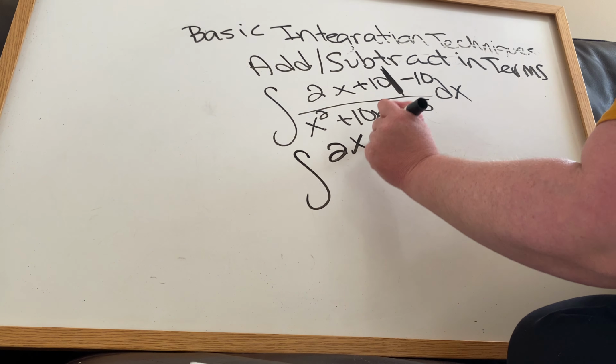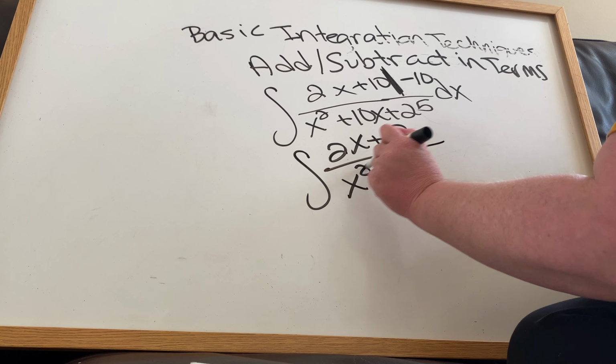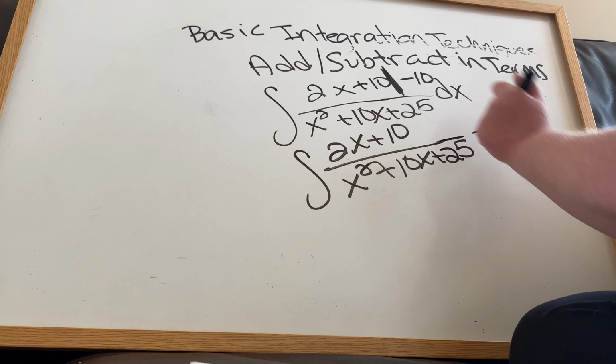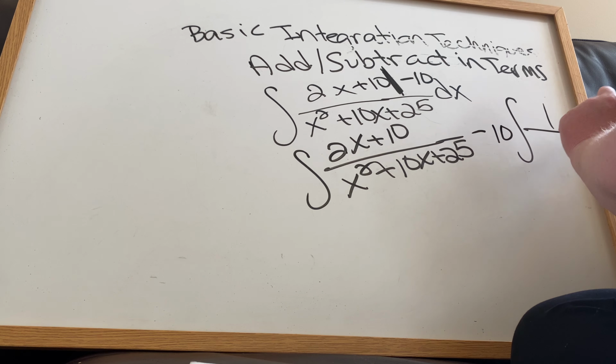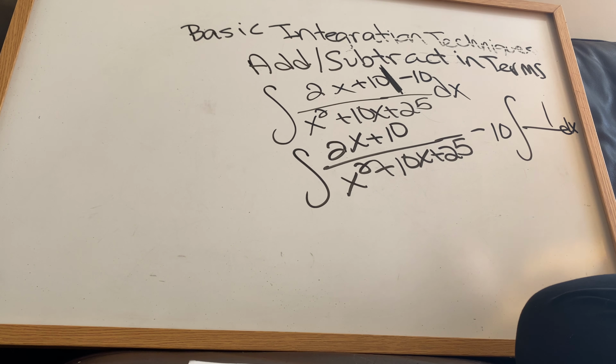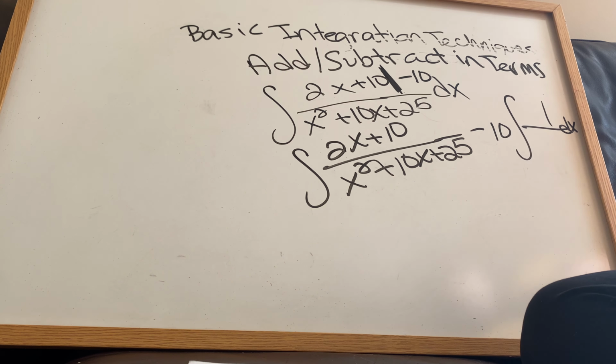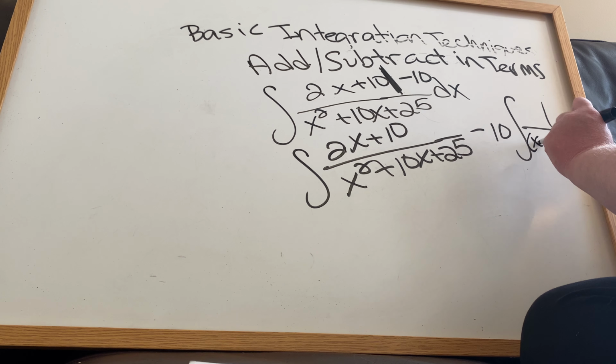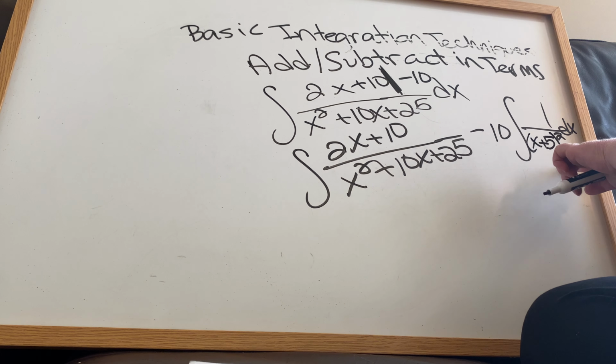So then you'd have 2x plus 10 over x squared plus 10x plus 25. And minus the 10 is not helpful. You've got 1 over, and then back here, you could think of it as completing the square, but really x squared plus 10x plus 25 factors. So you could complete the square like we did in the earlier problem, or you could just factor it, because if it factors, it's x plus 5 and x plus 5, so then it's x plus 5 squared here.